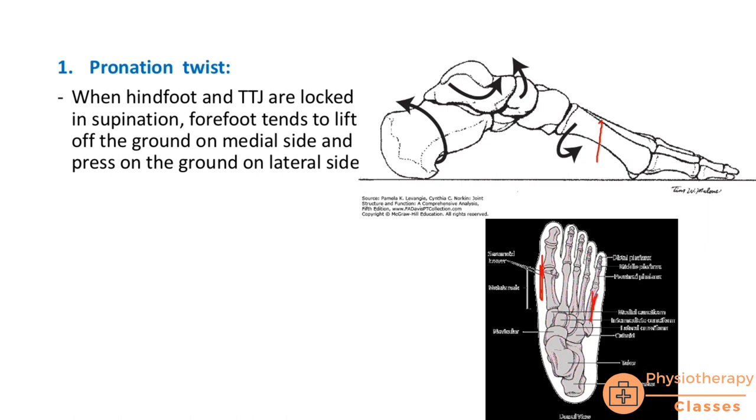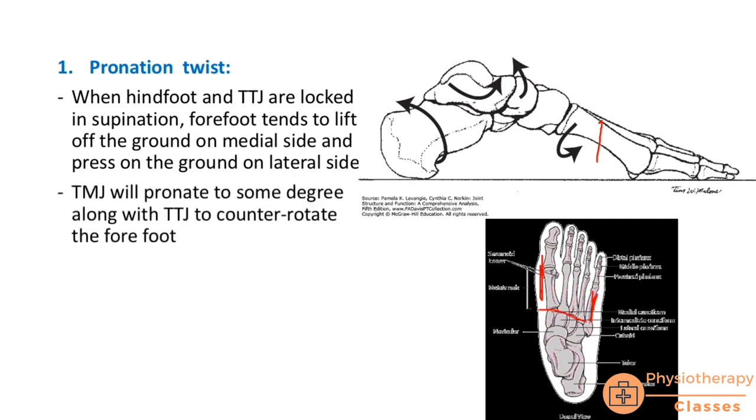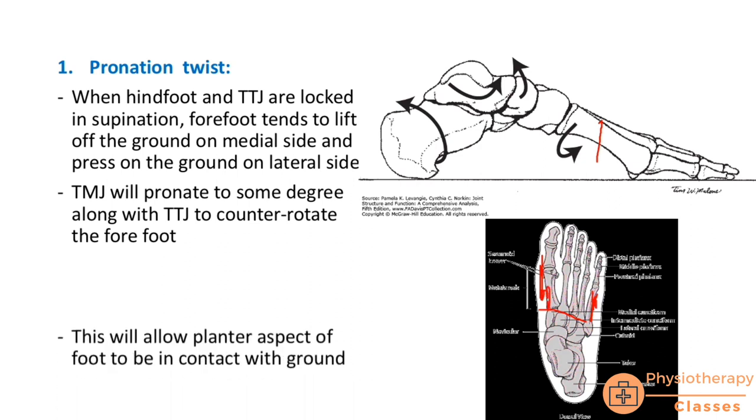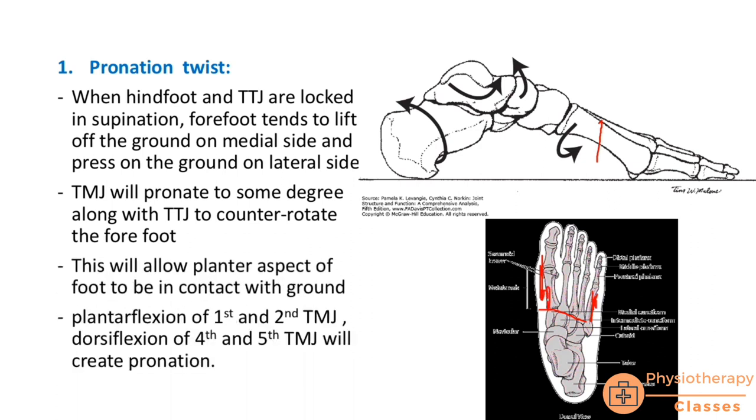To prevent this, again, the tarsometatarsal joint will go for a pronation twist to counter the rotation caused by the supination of the hind foot. Because of this pronation twist, the medial aspect of the foot also will touch the ground along with the lateral aspect of the foot. For this pronation twist to occur, the first and second tarsometatarsal joints should go for plantar flexion, and the fourth and fifth tarsometatarsal joints should go for dorsiflexion.